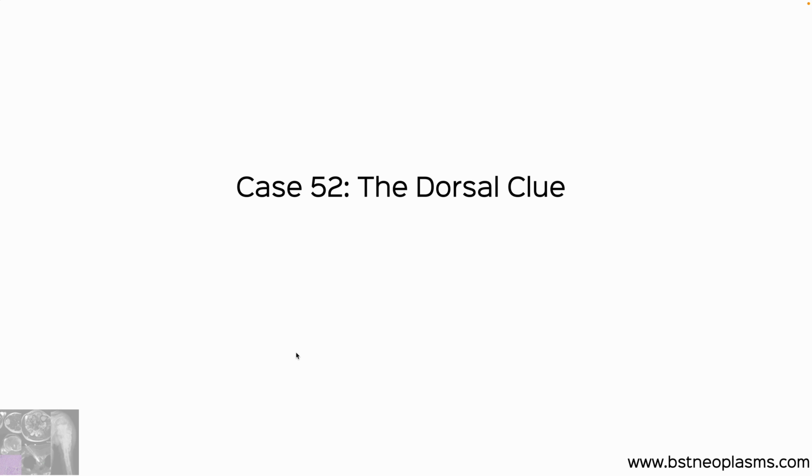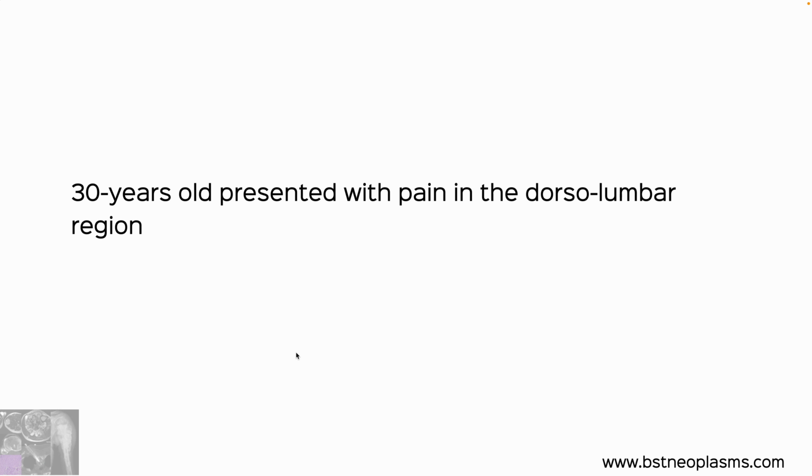This is the 52nd case, the dorsal clue. I put this up more than a month ago and I just hadn't had the time to put up the answer, but here it is.